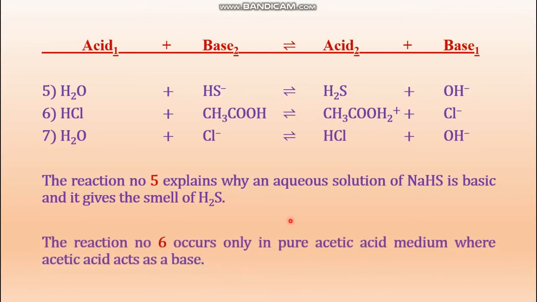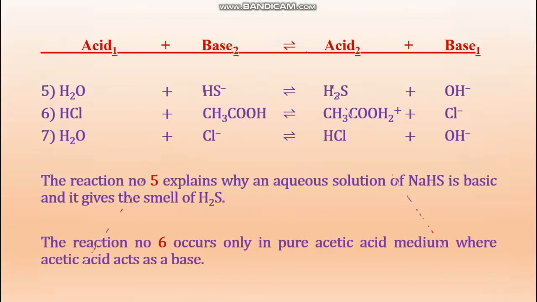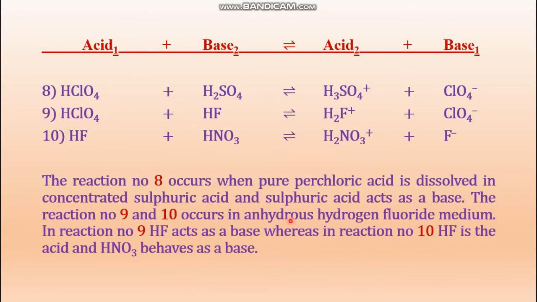So the reaction number 6 occurs only in the pure acetic acid medium, where acetic acid plays the role of a base. In example number 8, 9 and 10, what happens? You find here perchloric acid is a stronger acid than sulfuric acid, so sulfuric acid is a base here. And what is the conjugate acid of sulfuric acid? It is H3SO4 plus ion.